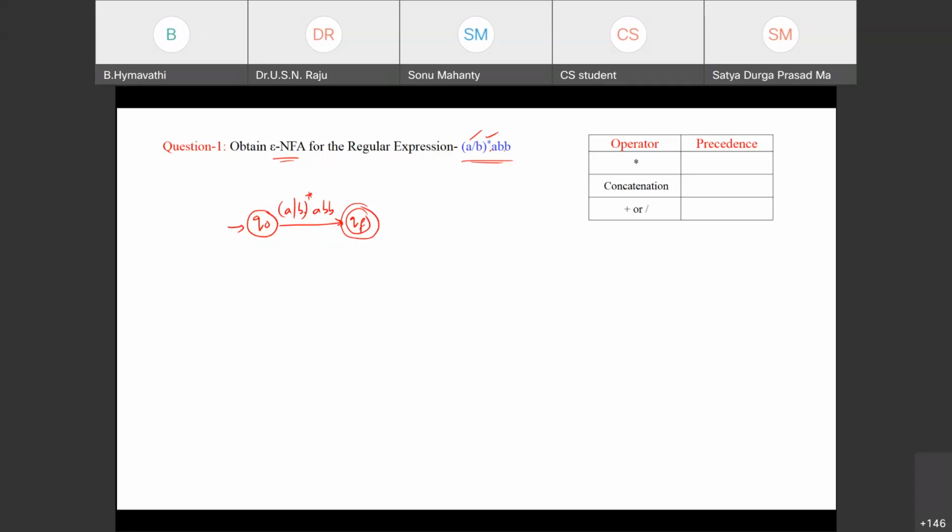Now, which one is to be done first out of these 3? OR operation, star, or concatenation? I don't know. Star has the highest precedence, then concatenation, then the OR operator. Then I'll write it like this, Q0. As the parenthesis is given, I don't have any problem. So Q0, Q1, (A plus B) whole star, followed by Q2, Q3.